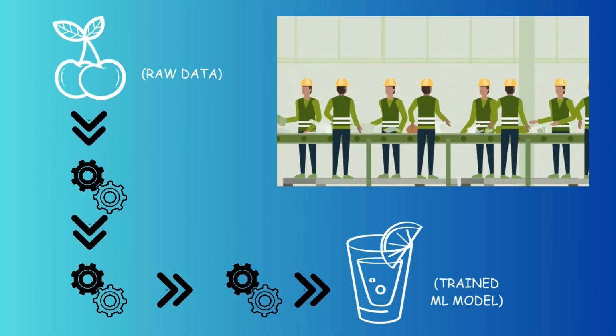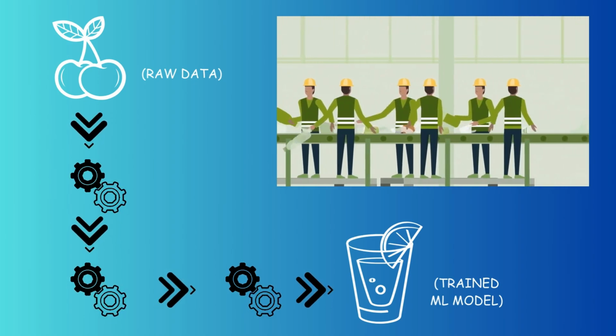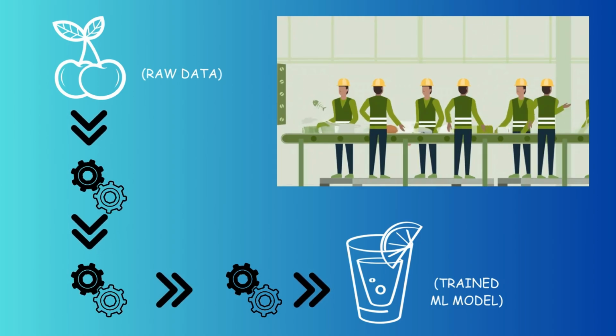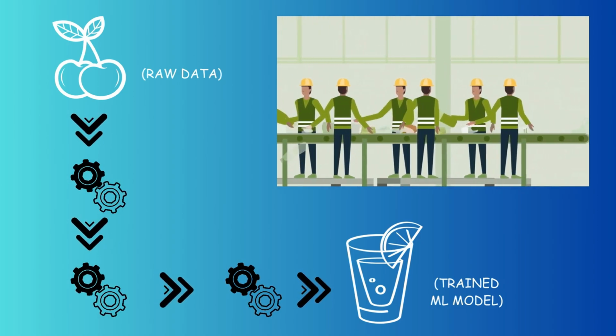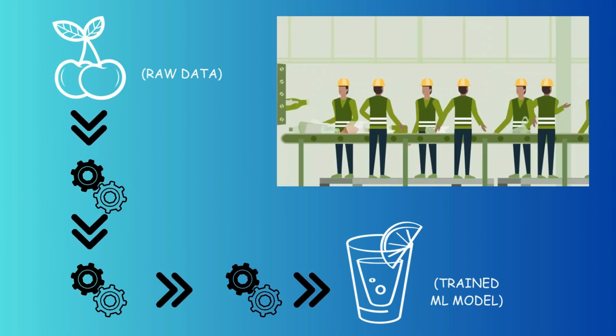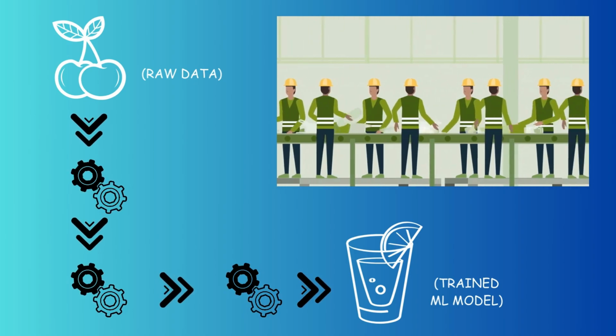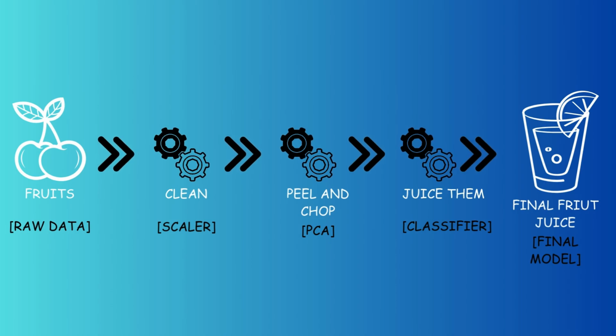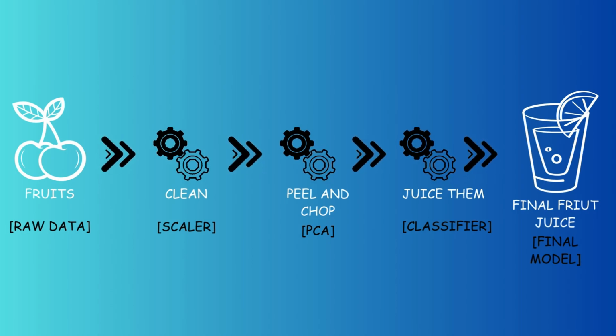Imagine you are running a juice shop where you process fruits. It's like turning your data into a final juice product, like the trained machine learning model. The pipeline is like the steps in your juice machine. Each step has a specific task, and the output of one step goes to the next.